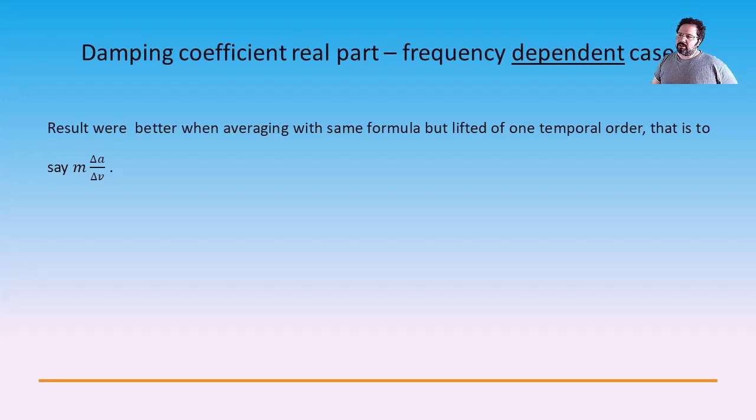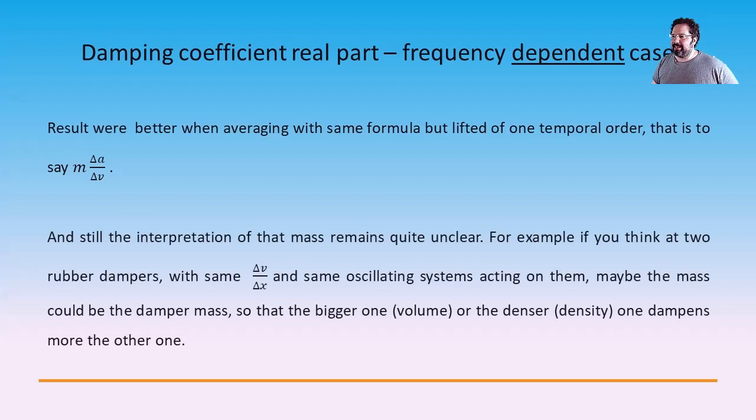Results were better when averaging with same formula but lifted one temporal order, that is to say mass times delta acceleration on delta velocity. Averaging that number with the one given by mass times delta V on delta X was quite close to the numbers given by the logarithmic decrement method. And still the interpretation of that mass remains quite unclear.